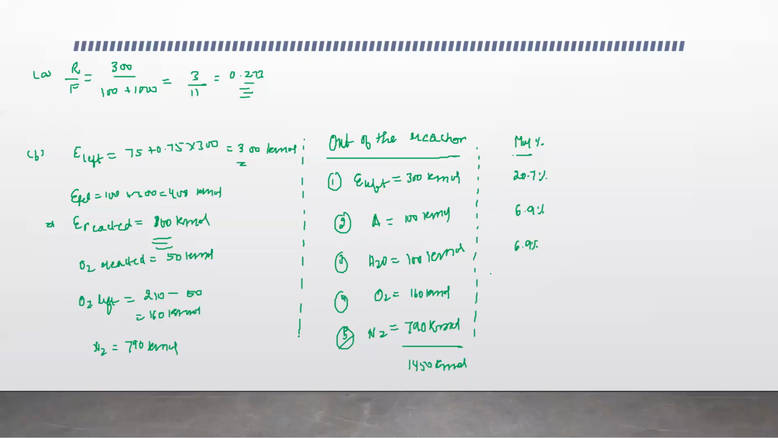Then oxygen is 160 by 1450 into 100. So that is 11%. And nitrogen is 790 by 1450, that is 54.5%. So when we add, you get 100%. All right. So this is the solution. This is the solution for part B.